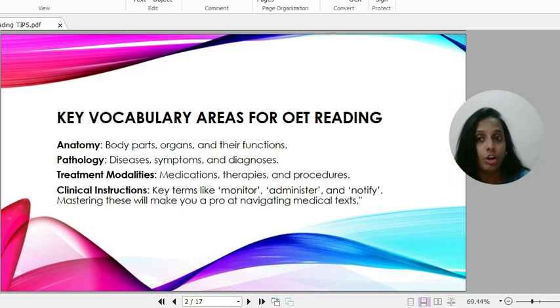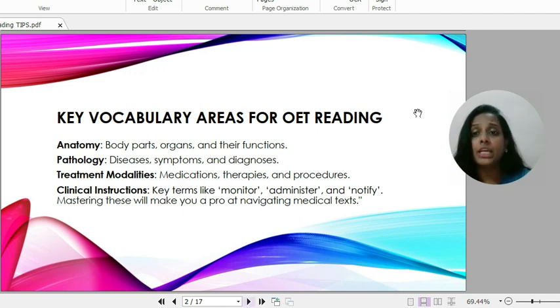And when it comes to pathology, diseases, symptoms, and diagnosis, pathological knowledge is at the heart of medical practice, right? So it allows you to diagnose, treat, and manage diseases. When reading medical texts for OET, focus on recognizing key pathological terms and their context. Terms related to common conditions, sometimes acute, chronic, and diagnosis will often appear in clinical scenarios. So, being familiar with them ensures you quickly assess and understand the medical conditions being described in patient histories or case studies.